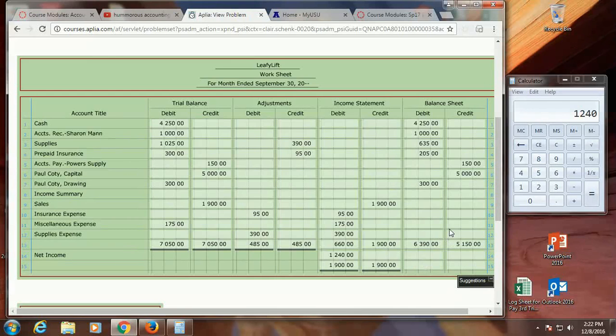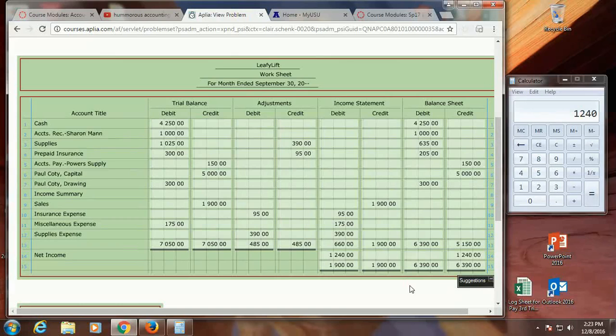So if I do the same thing to my balance sheet debit and credit column, I take the larger number, the 6,390, minus the 5,150. That gives me a dollar amount of 1,240. I put that in the credit column of my balance sheet, and now 5,150 plus 1,240 equals 6,390, and now I'm back in balance on my balance sheet.